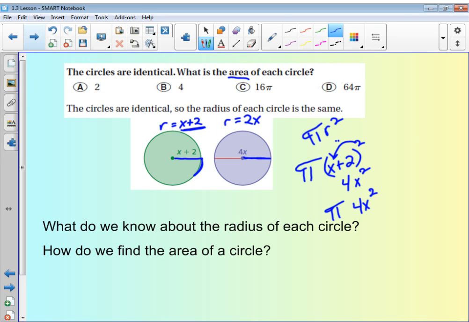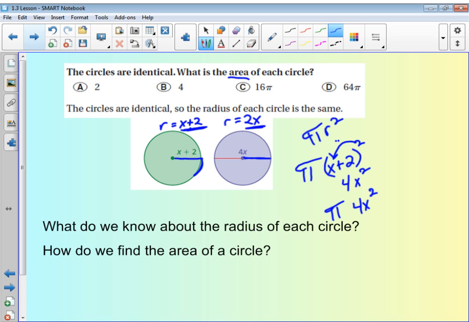So let's look up and see what we've got for our samples here. We've got A says it's 2, B says it's 4, C is 16 pi, and then D is 64 pi. So when we go through and we look through this, what do you suppose we could do? Because I'm getting 4x squared on each of these. Do you suppose we could tie in maybe that simplifying, if I go through and I simplify as if these are equal to each other? Just considering what we learned in this lesson, let's try that.